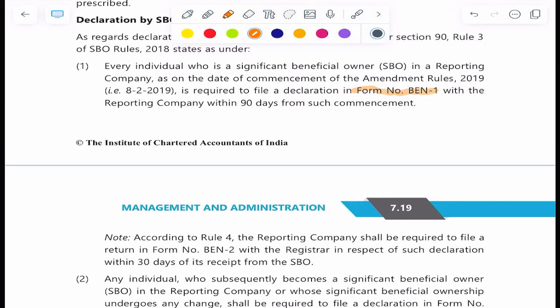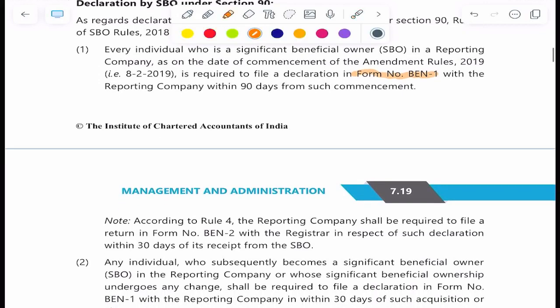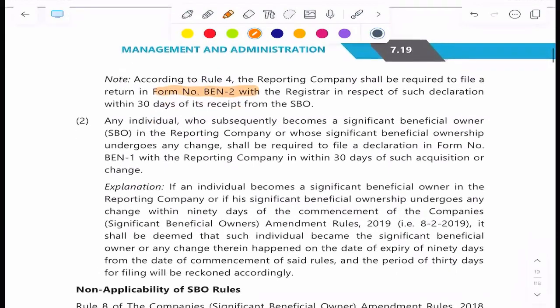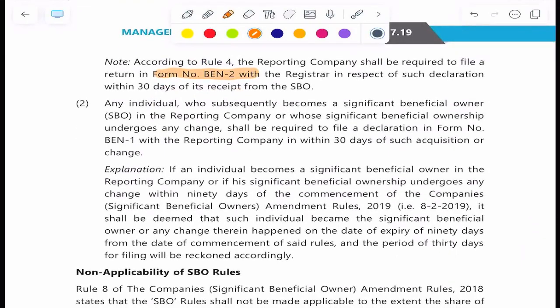Every individual who is a significant beneficial owner in a reporting company as on the date of commencement of the amendment rules 2019, that is 8/2/2019, is required to file a declaration in form number BEN-1 with the reporting company within 90 days from such commencement. According to rule 4, the reporting company shall be required to file a return in form number BEN-2 with the registrar in respect of such declaration within 30 days of its receipt from the SBO.